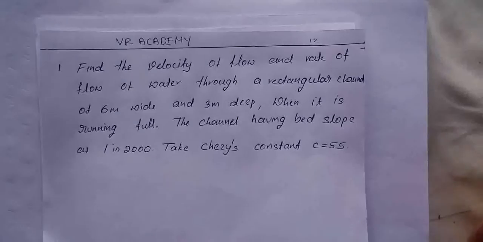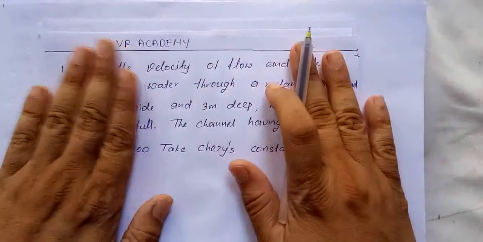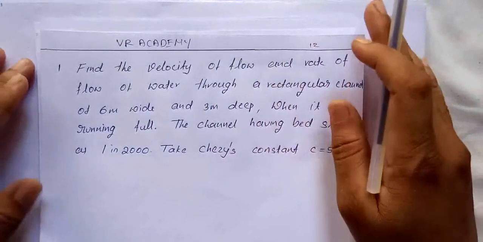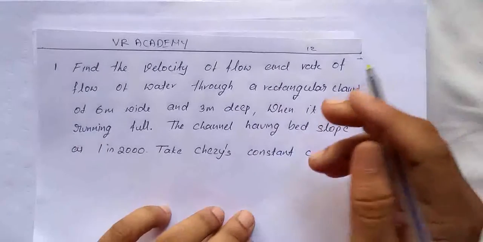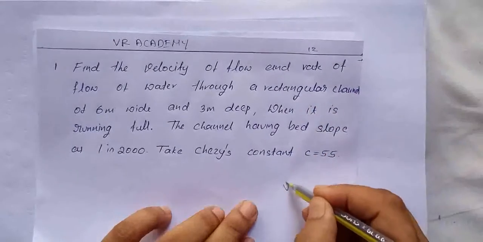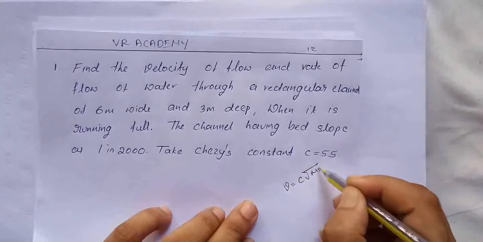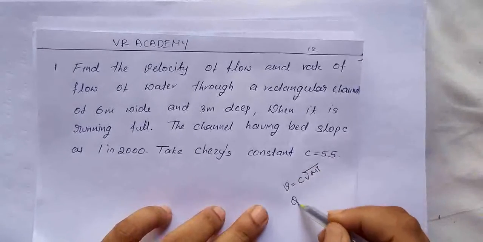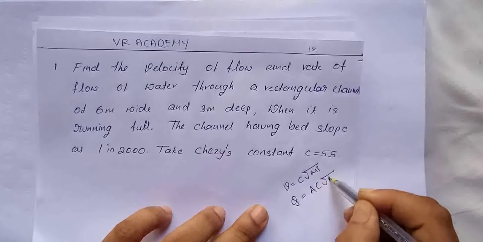Dear student, today I will solve the numericals from the Chezy formula. You already studied the Chezy formula: the velocity V is equal to C into root over mi. And discharge Q is equal to area into C into root mi.